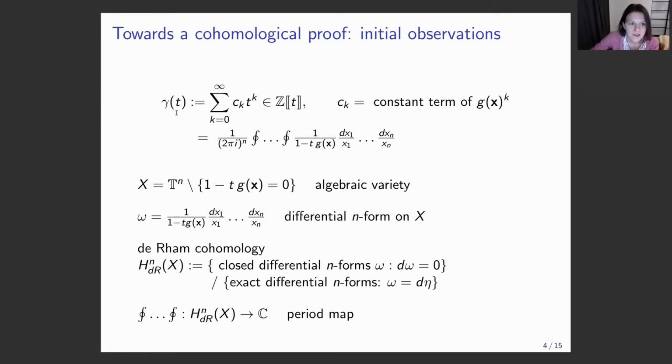So from this slide, just remember that this gamma of t has a presentation as an integral, and such integrals of algebraic differential forms over topological cycles are called period integrals. When t is fixed, the value of such an integral is called a period, and this notion was introduced by Grothendieck. And when we think of t as being a parameter, we say that we have families of periods or period functions, and they satisfy linear differential equations, which are called Picard-Fuchs differential equations or Gauss-Manin differential equations.